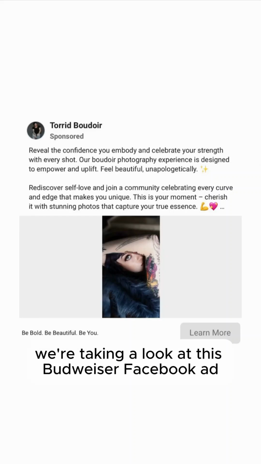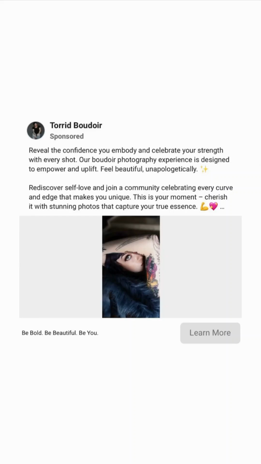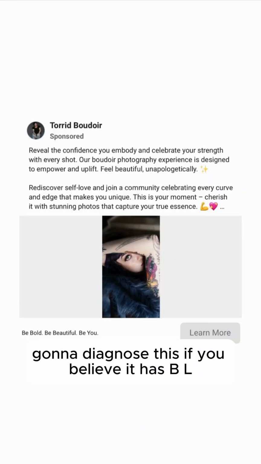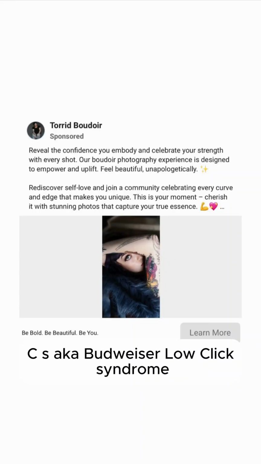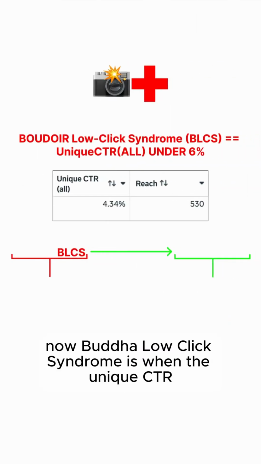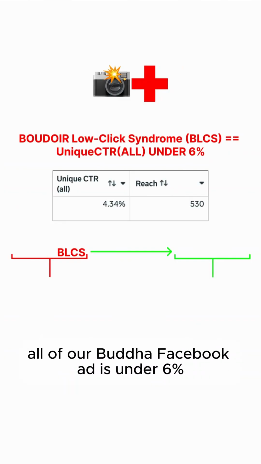All right, y'all, we're taking a look at this Boudoir Facebook ad. Going to diagnose this if we believe it has BLCS, aka Boudoir low click syndrome. Now, Boudoir low click syndrome is when the unique CTR on all of our Boudoir Facebook ads is under 6%.